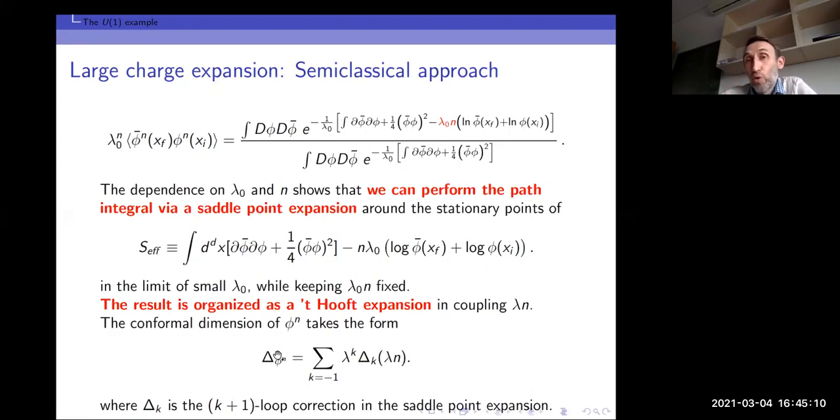So for example, we will be looking for the conformal dimension of the phi^n operator in this U(1) scalar field theory. And as you see, it already invites us to consider an expansion where the coefficient functions delta k are functions of the 't Hooft coupling, lambda n. And delta k will be the k plus 1 loop correction to the saddle point equation.